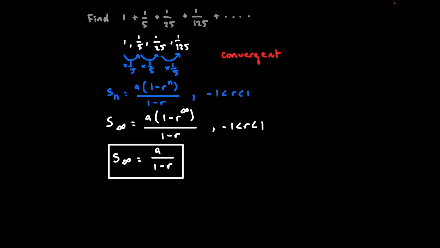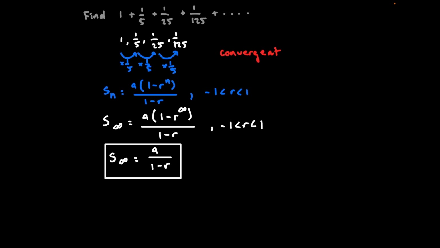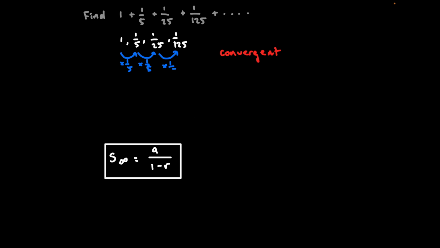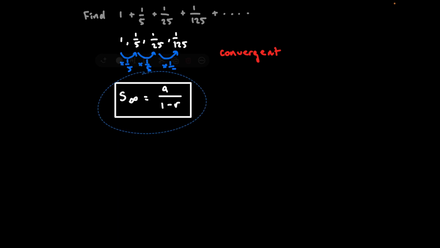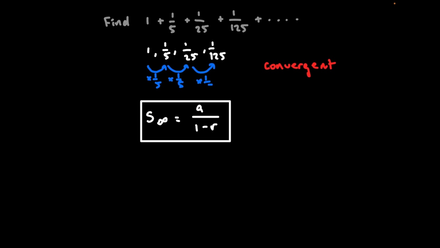So let's go back to this question. Now that we know that the series formula for infinite terms is a on 1 minus r, we can simply employ this formula. The sum of all infinite terms in this sequence is the first term, a, which is 1, divided by 1 minus the common ratio. And the common ratio here is simply 1/5.